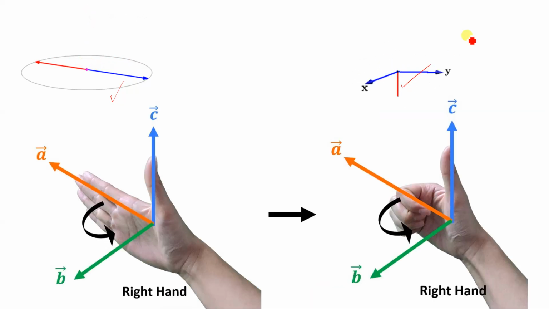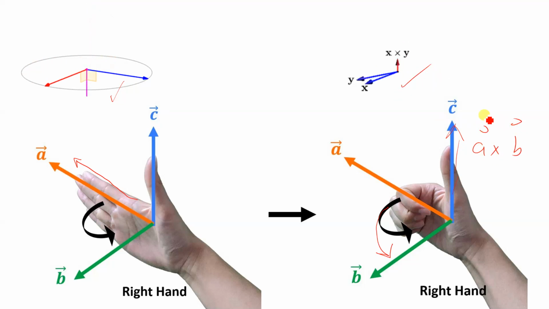Let's have a better understanding of the right hand rule with this picture. Point the fingers of your right hand in the direction of A and curl them towards the direction of B. Then your thumb indicates the direction of A cross B. I hope it makes sense.